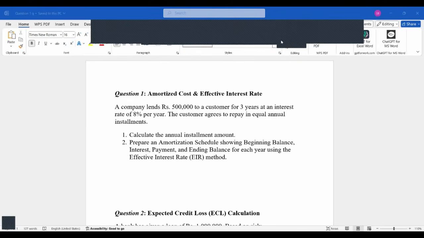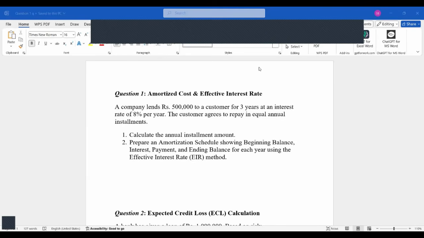Hello everyone. Today I will briefly explain two important concepts from SLFRS 9 with examples. The first one is amortized cost with effective interest rate. So amortized cost means it is the amount at which a financial asset or liability is initially recognized.